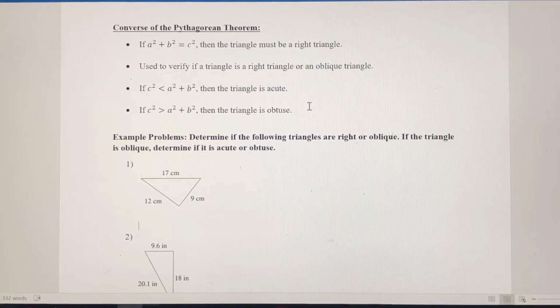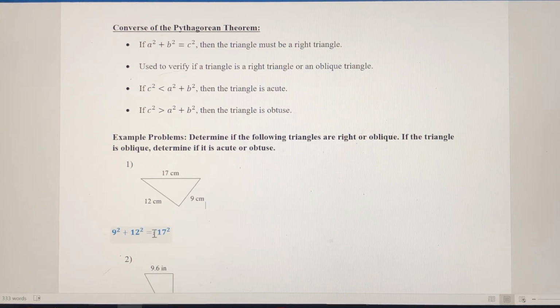So when we look at number one, we can't tell if this is a right triangle by looking. There's no right angle box here. So we're not sure exactly what we have. What we do know is that the longest side is 17, so that's the value we're going to use for c. And my legs here, 9 and 12, the smaller of the three sides, we're going to call those a and b. So 9 squared plus 12 squared.